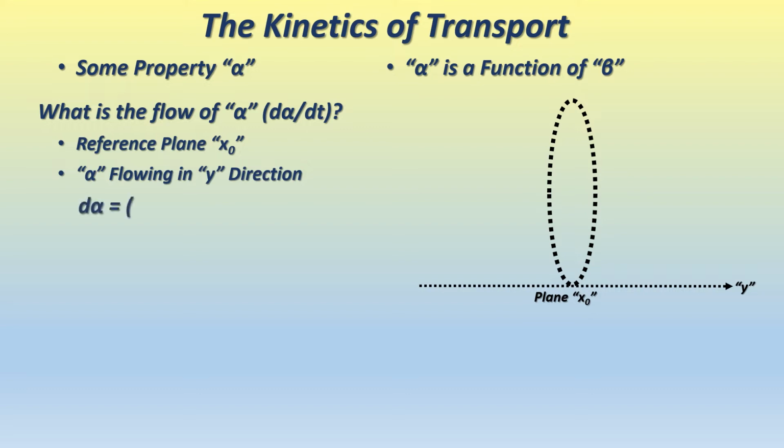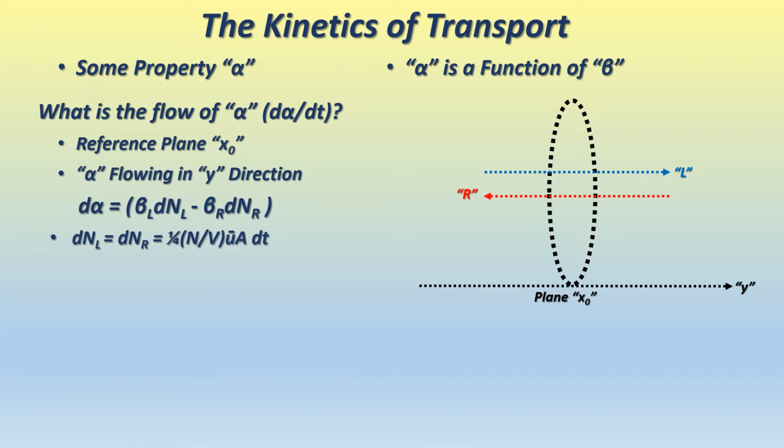In this case, the change in alpha is going to be the beta of some n particles moving from left to right minus the beta of some n particles moving from right to left. Statistically speaking, these should be equal to each other. If you do not have any external force, the number of particles moving left to right and right to left are going to be equal. And from kinetic theory, that's going to be 1/2 the total number, the density of the particles times their velocity times the area of that plane x0 with time.